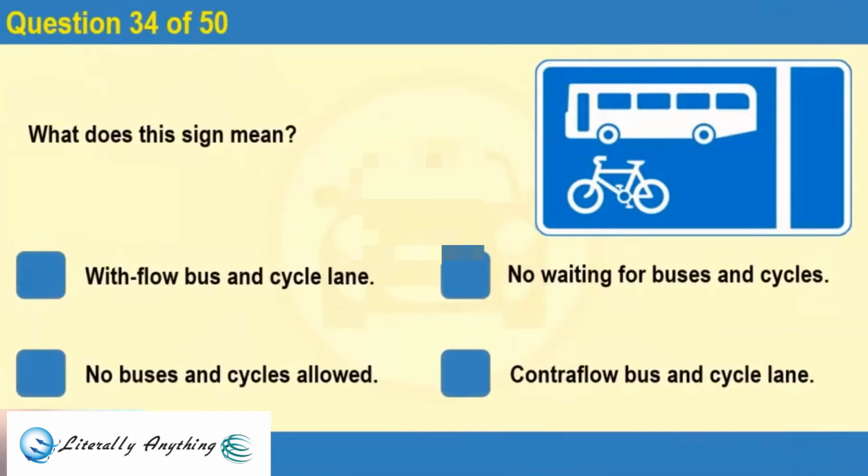What does this sign mean? 1. With flow bus and cycle lane. 2. No waiting for buses and cycles. 3. No buses and cycles allowed. 4. Contraflow bus and cycle lane.